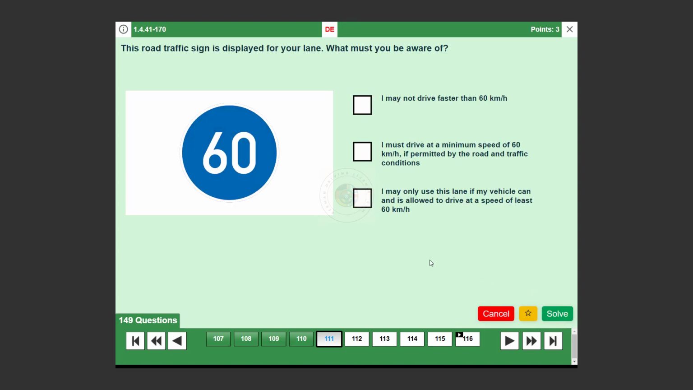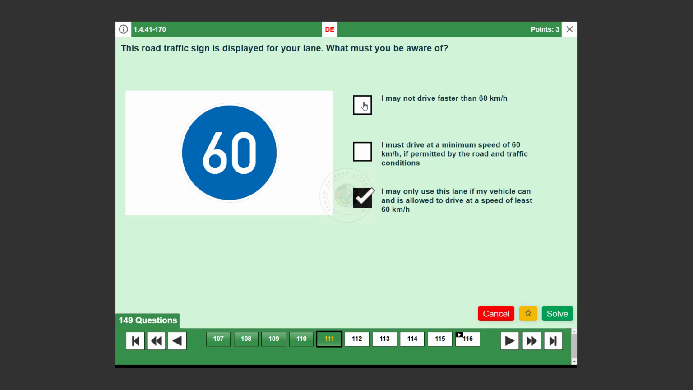Question number 111. This road traffic sign is displayed for your lane. What must you be aware of? I may only use this lane if my vehicle can and is allowed to drive at a speed of at least 60 km per hour. True. The sign indicates a minimum speed requirement of 60 km per hour, which must be adhered to when using this lane. I may not drive faster than 60 km per hour.